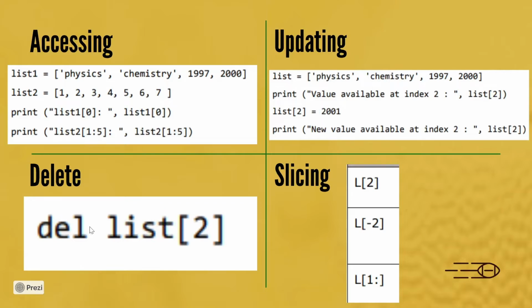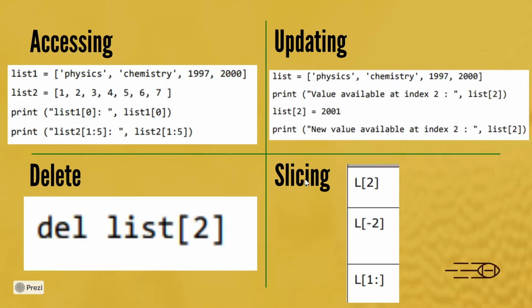How can we delete from a list? We'll just write del list[2]. So in this example, the element at the second position, which is 2001, will be deleted. The new list that we will have is only physics, chemistry and 2000. I hope you are understanding this basic concept of accessing, updating and deletion of the list.